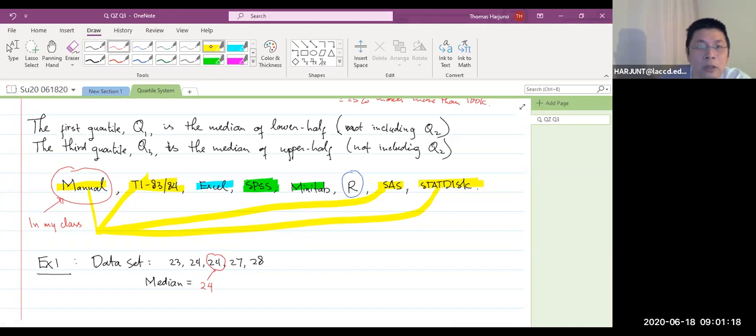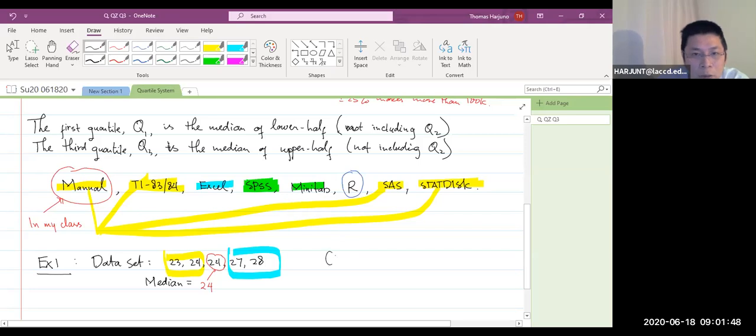Now the lower half will be the part not including that median. This is what we have for the lower half, and this is our upper half. Let me use another color for that. Now the first quartile is the median of that yellow lower half. But the median of those only two data will be the midpoint of those. Because it is between two numbers, I still have to write it the way we did the median when it is between two numbers.